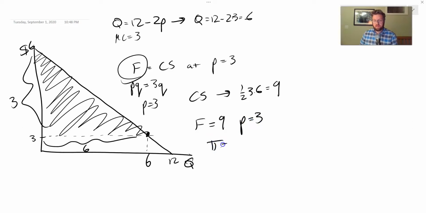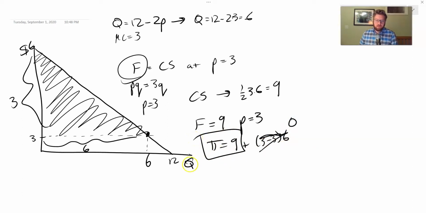And our profit is going to be equal to 9 plus (3 minus 3) times 6, right? Since they pay $3 for each unit they buy, but it costs 3 to make, that's a wash to 0. So our profit is 9.